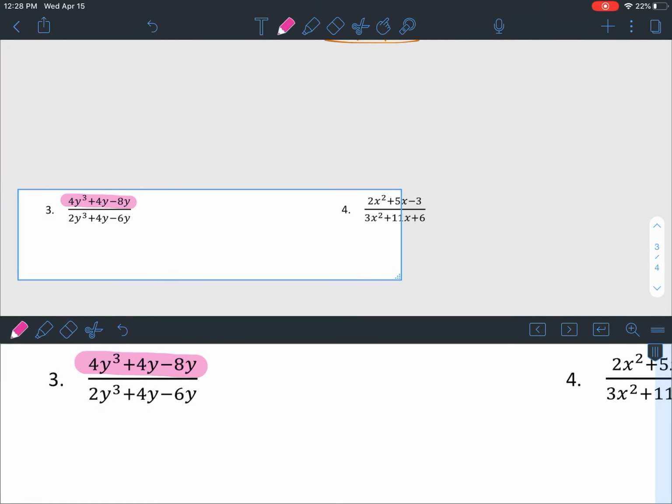So for the top, I have some common like terms that I can combine. If I combine those like terms, I'm going to end up with 4y cubed. And then 4y minus 8y. So 4y minus 8y is negative 4y.